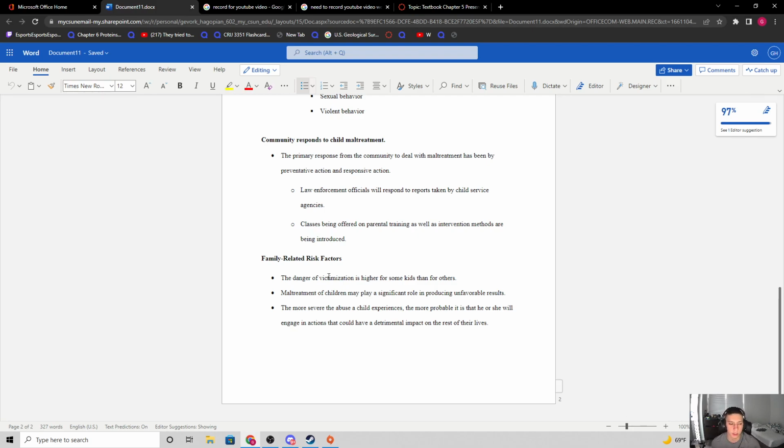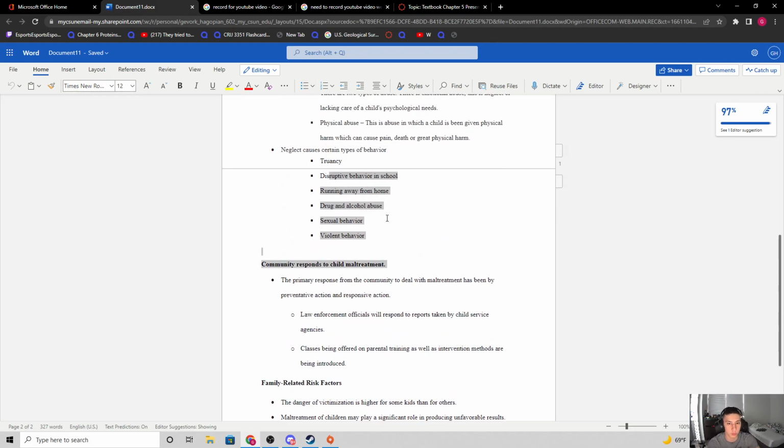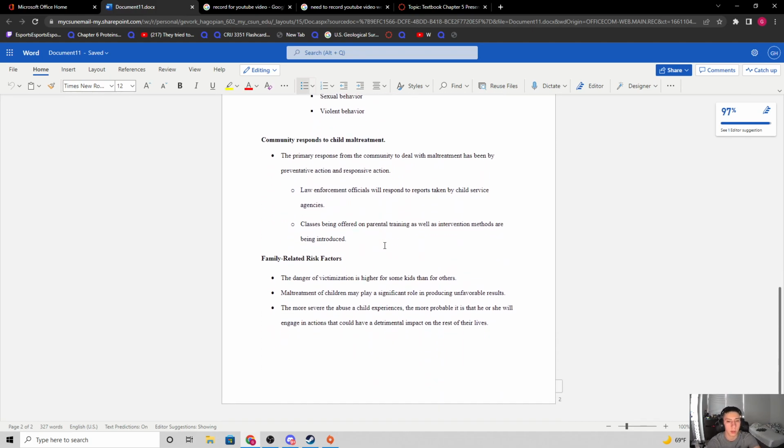So if you see children being abused, being hurt, having pain, emotionally neglected, physically neglected, then you will see that this could cause problems with juvenile delinquency, with all of these above: truancy, disruptive behavior, running away. So therefore, taking care of the child is one of the first steps that someone needs to take in order to prevent them from becoming a delinquent.